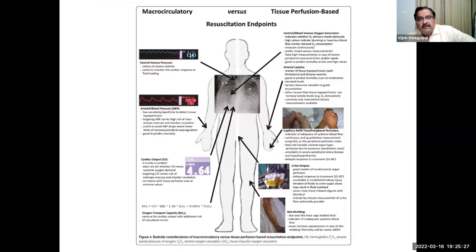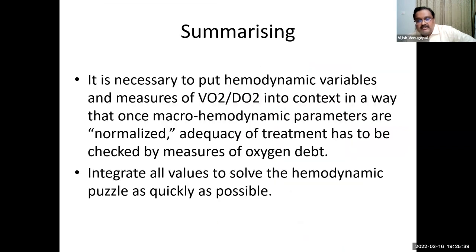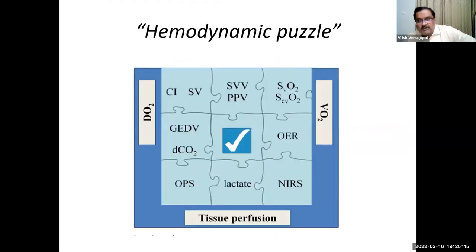So after you optimize your macrocirculatory endpoints, always look at the tissue perfusion-based endpoints like the arterial lactate, the capillary refill time and the urine output. Always don't forget the clinical examination. So summarizing, you should integrate all the values to solve the hemodynamic puzzle as quickly as possible so that the patient does not suffer.